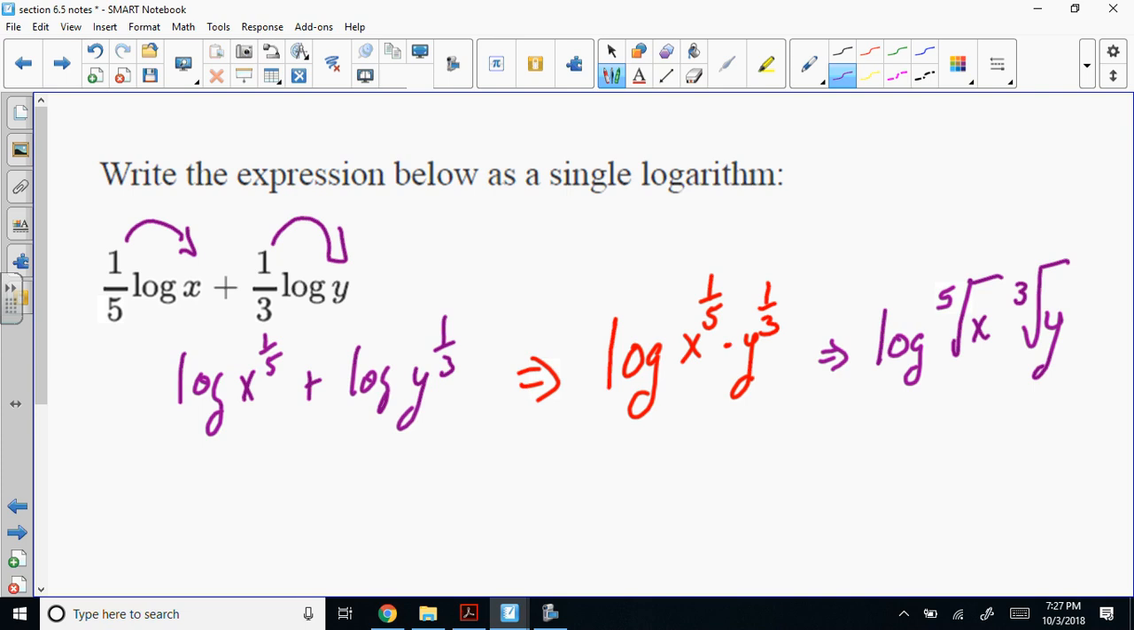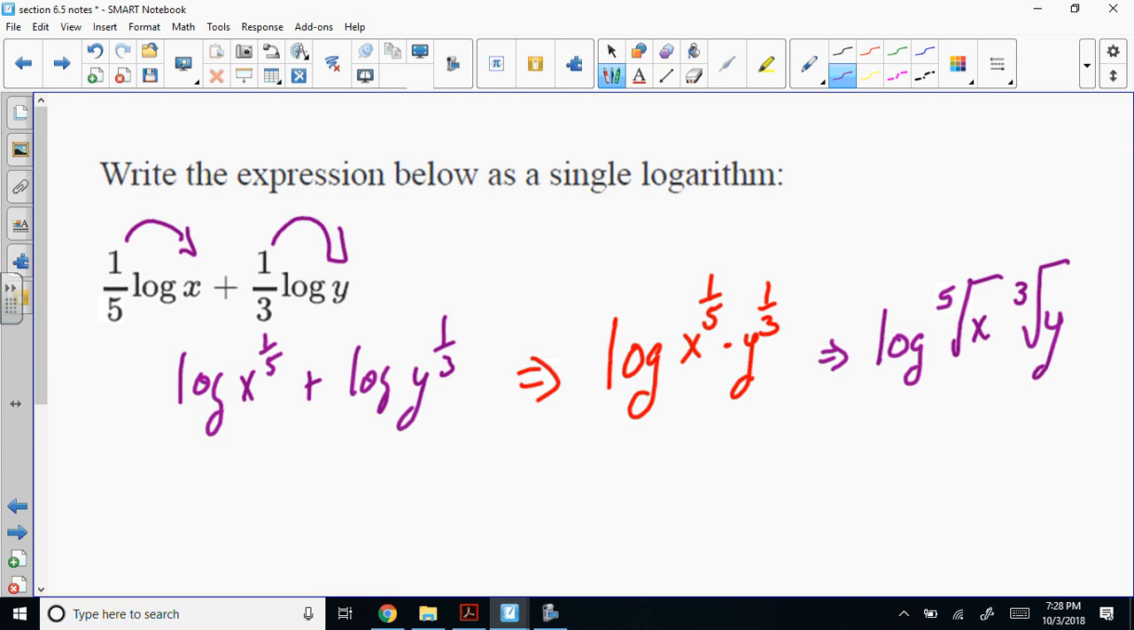Purple is probably where they're going to end up in your homework. I doubt they'll let you stop at the red. They may, but I very seriously doubt it. Anytime you have a fraction as a power, the denominator is the root, right? So if your denominator was a 2, that'd be a square root. These happen to be 5 and 3, so it's the fifth root of x and the third root of y. So it's probably going to be like this.